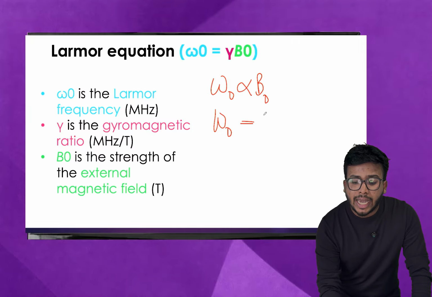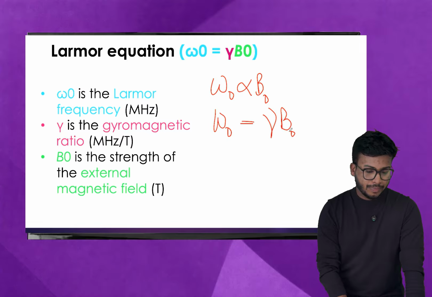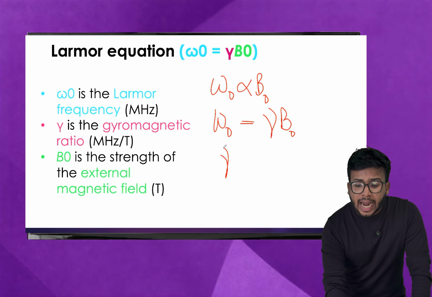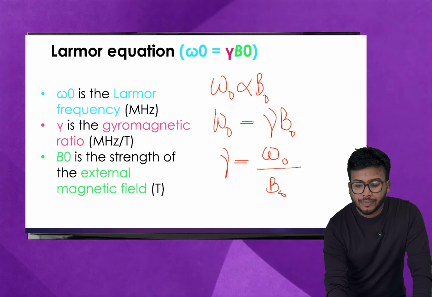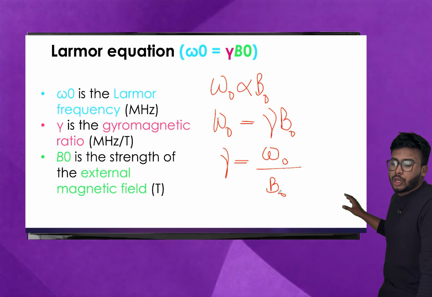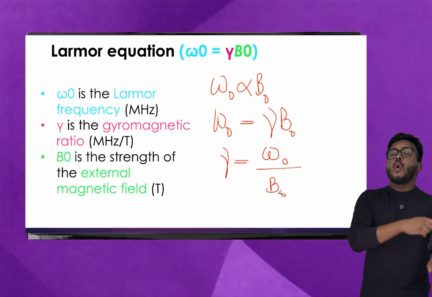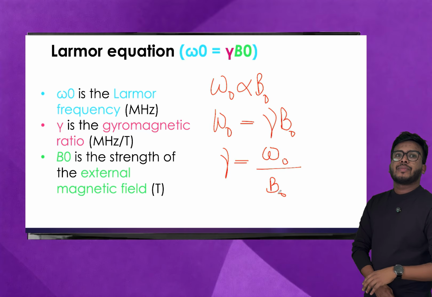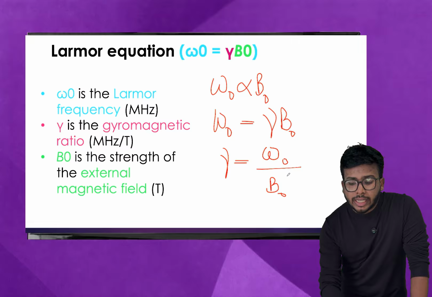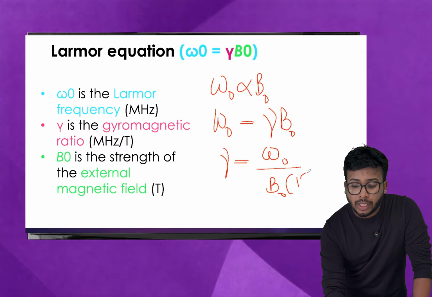If we change this proportionality sign, we can write omega equal to a constant times B naught, and that constant is our gyromagnetic ratio gamma. So from this equation, the gyromagnetic ratio gamma is equal to omega divided by B naught. Assuming we are using a 1 Tesla machine, if the magnetic field strength is 1 Tesla, then gamma is equal to omega by 1, which is omega.